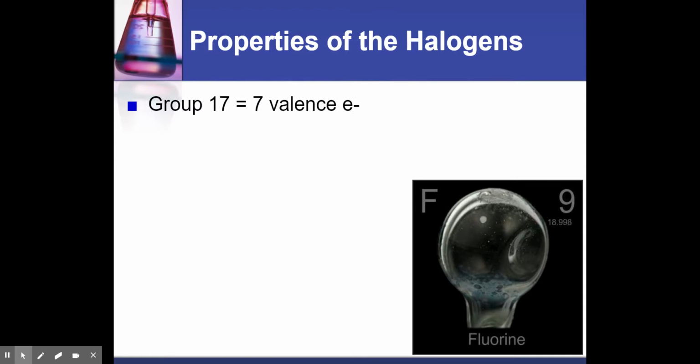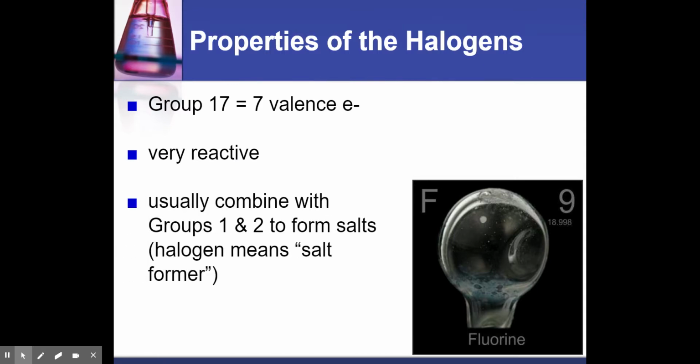So, properties of halogens. Halogens are in group 17, so they have 7 valence electrons. They are very reactive. They usually combine with metals in groups 1 and 2 to form what we call salts. Halogen means salt former, okay? Just because we talk about salt doesn't mean that it is the salt that we eat. Salt is a general term in chemistry that we use for something that has a metal and a non-metal that have combined together.